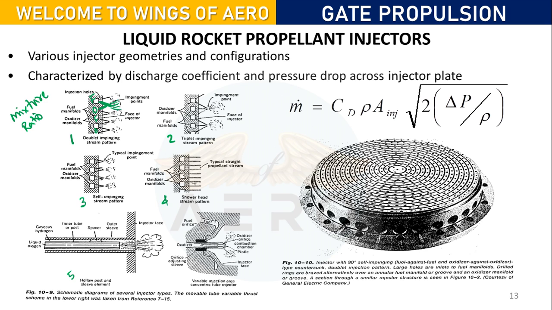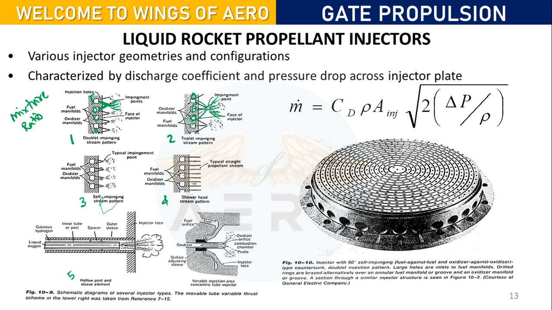Then the triplet impinging stream pattern. When we have two oxidizers and one fuel, all those are combined together and spraying. Such a kind of pattern is called a triplet impinging stream pattern. Obviously, you know the amount of oxygen should be more as compared with fuel, right?